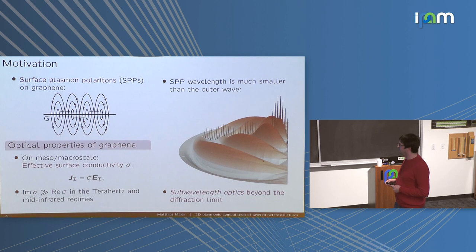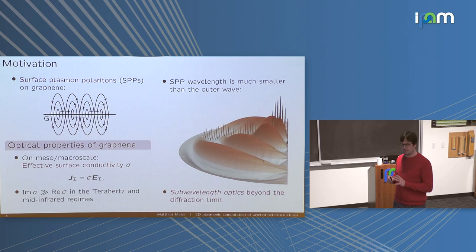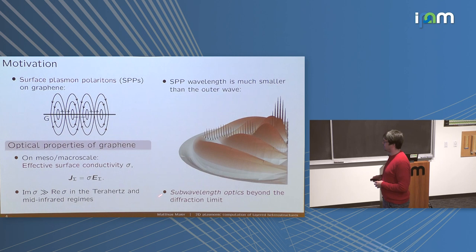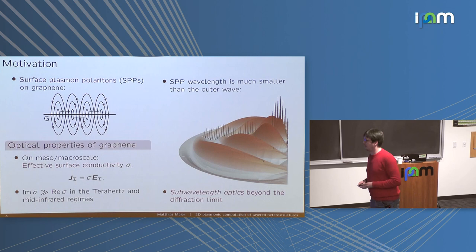So basically, in any numerical computation that you do, you get a quite significant scale separation. This is mainly due, and this is the level to which I will do atomistic modeling here, namely none at all, to an effective surface conductivity where we have a huge imaginary part compared to the real part.